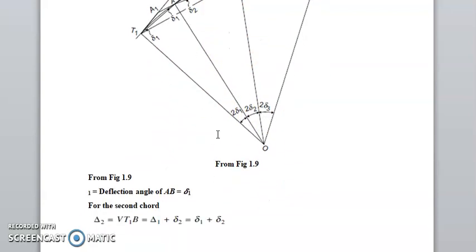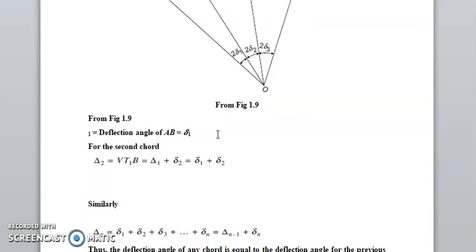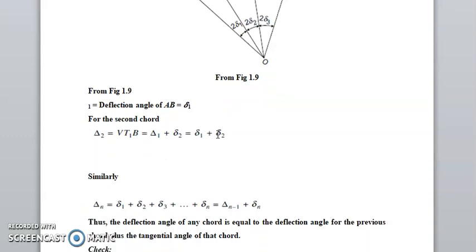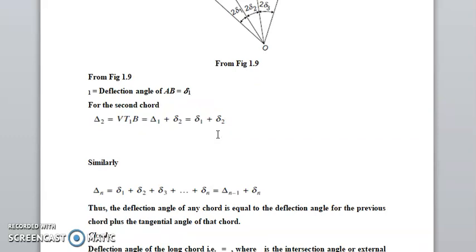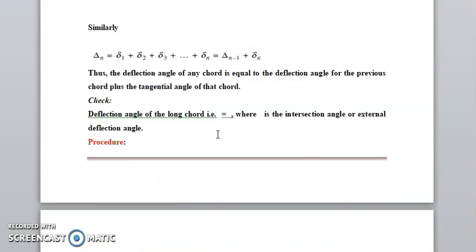The deflection angle to B from the second chord is delta 1 plus delta 2, equal to the angle VT1B. Similarly, delta n equals delta 1 plus delta 2 plus delta 3 up to delta n minus 1 plus delta n. The deflection angle of a chord equals the deflection angle of the previous chord plus the tangential angle. Check: the deflection angle of the last chord equals half the intersection angle, or external deflection angle.